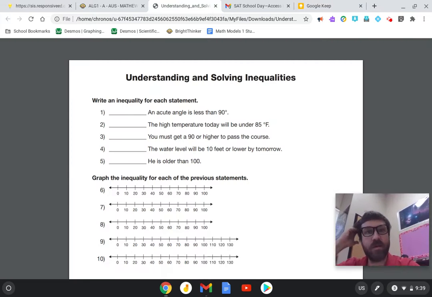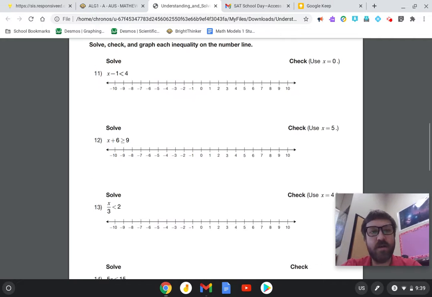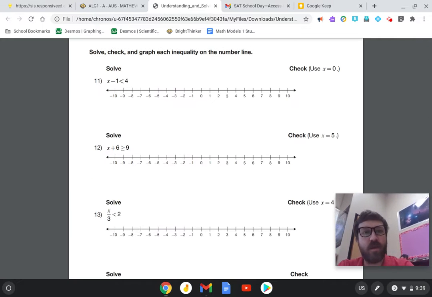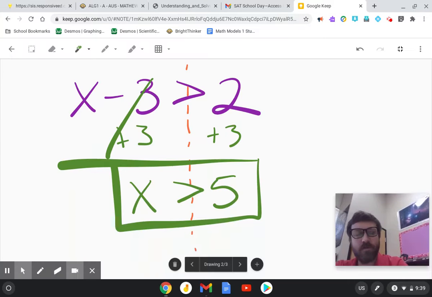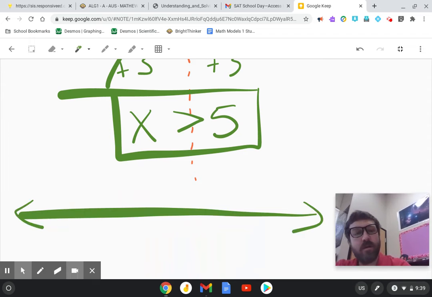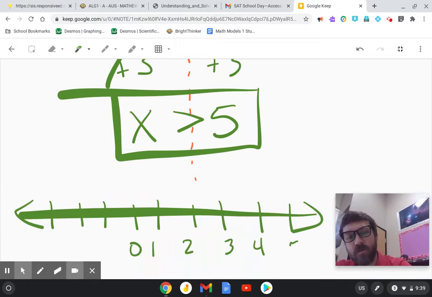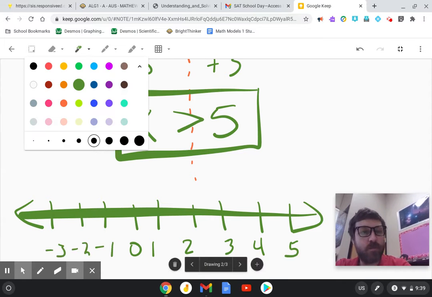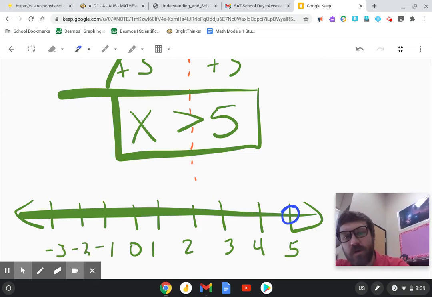So this is what you're doing in the second part of your worksheet. If you see down here, they're giving you a problem and then a number line. The second part of my work would be to take that and graph it on a number line. So let me go down here. Let's just mark some points on here: 0, 1, 2, 3, 4, 5, -1, -2, -3. You get the point. So I know that there's going to be an open circle at 5, and it's going to be shaded above the number up there. So that would be my graph.